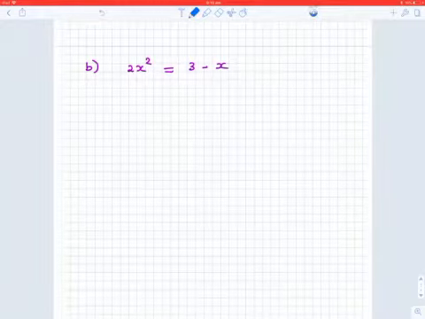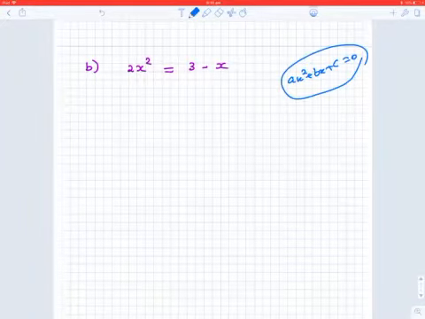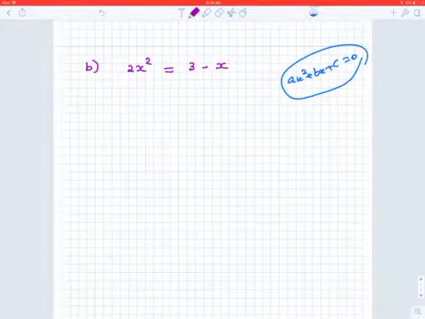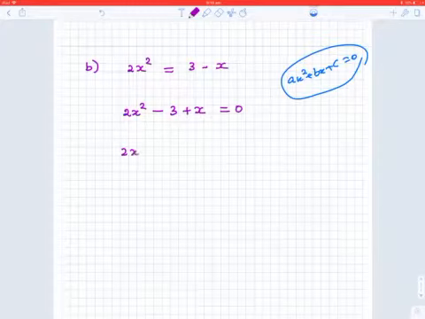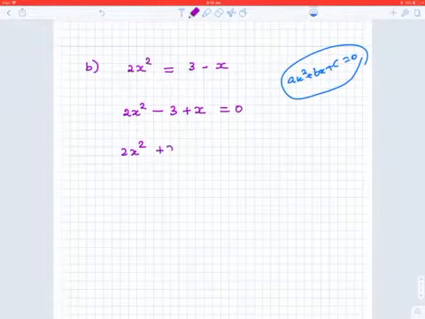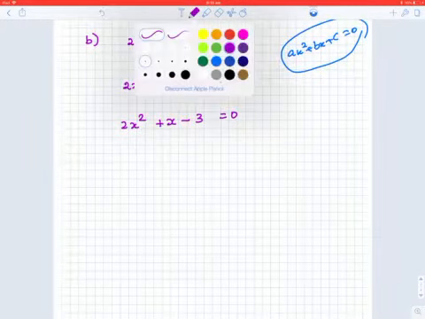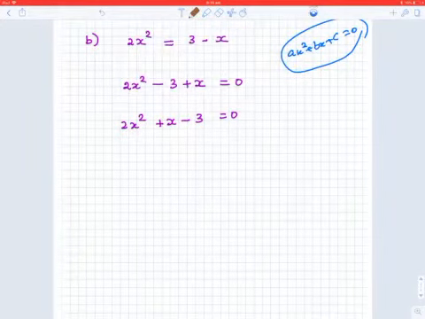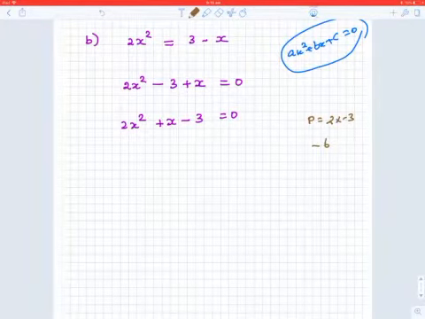The next question we are going to do, still finding x, is 2x squared equal to 3 minus x. First we are going to bring it to the form ax squared plus bx plus c equal to 0. That means I need to bring the 3 and x to this side. So the equation now becomes 2x squared minus 3 plus x equal to 0. And I put it in the standard form, which is 2x squared plus x minus 3 equal to 0.